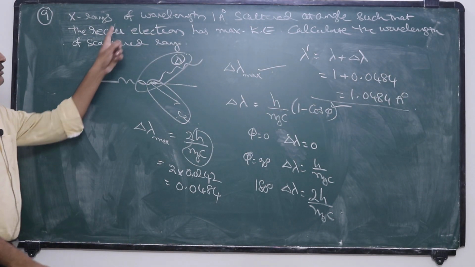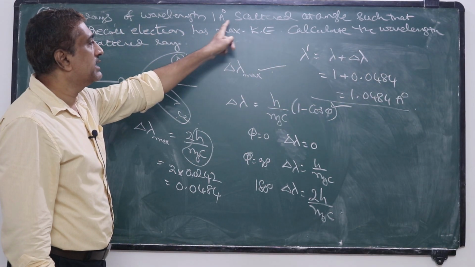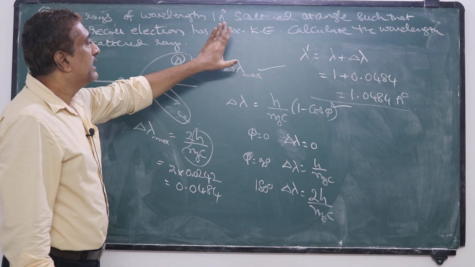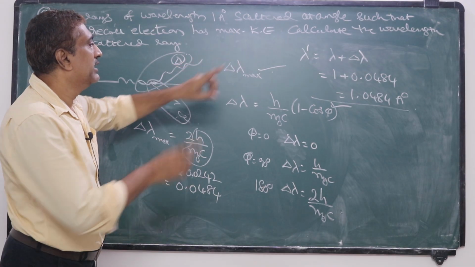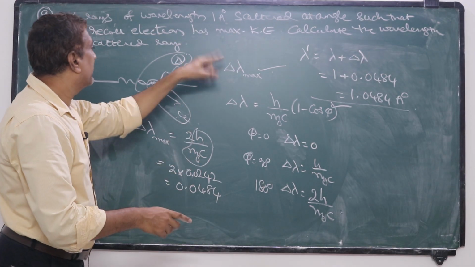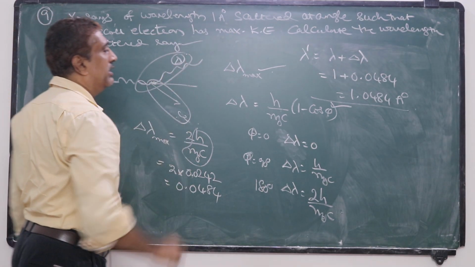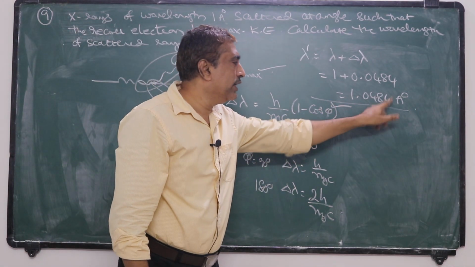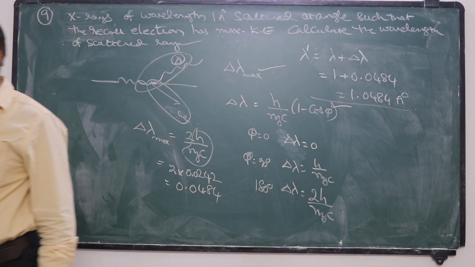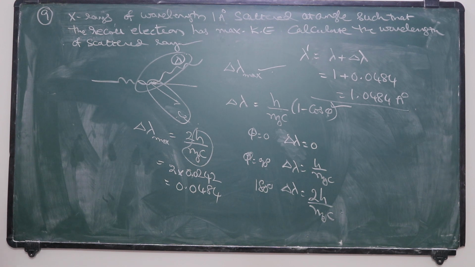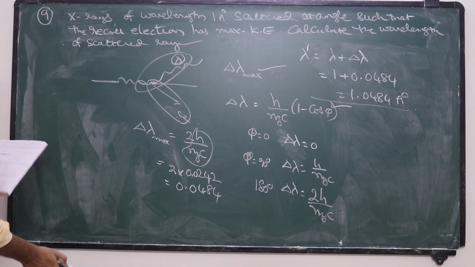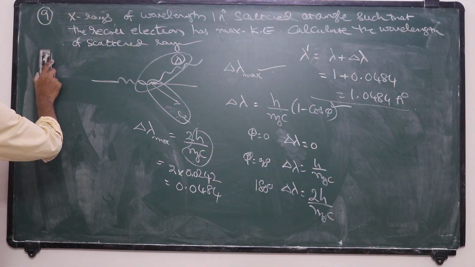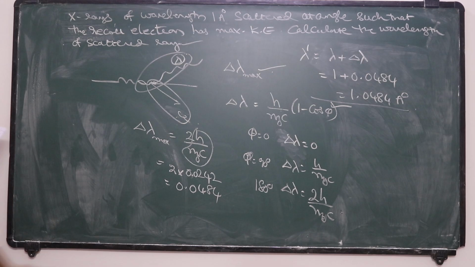Okay, so when a wavelength of 1 Armstrong is scattered, and the electron gains maximum kinetic energy, in that case the scattered ray has a wavelength of 1.0484 Armstrong. Now the 10th one.